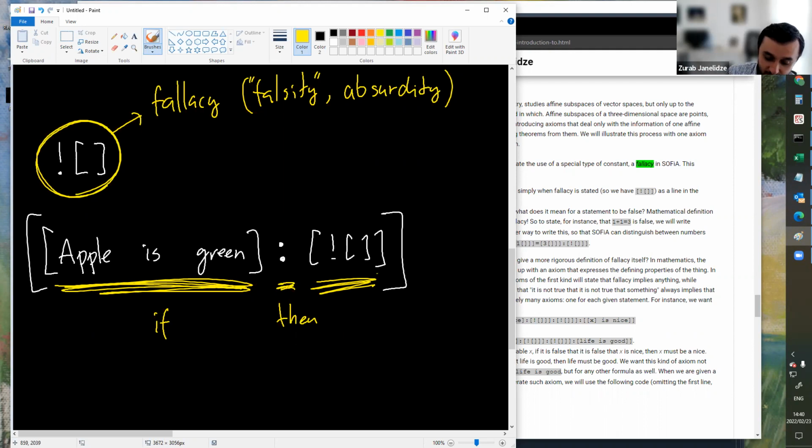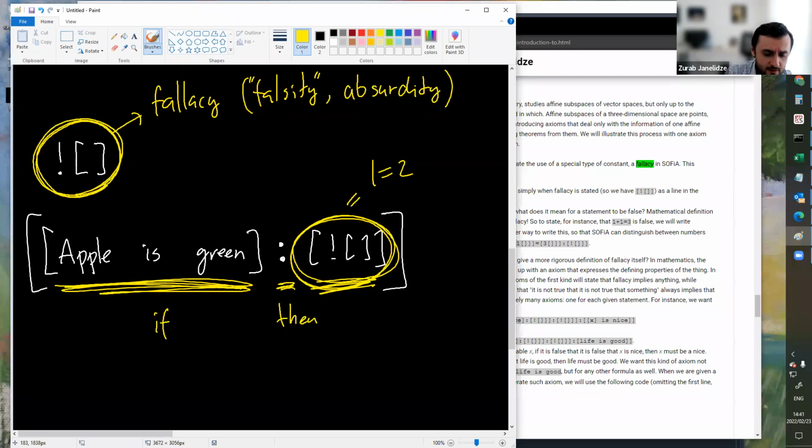But the question still is, what is this? It's an abstract entity we sort of invent to represent anything that's absurd, anything that we believe to be false. So for instance, this could stand for 1 equals 2. Or it could stand for the earth is flat, and so on.